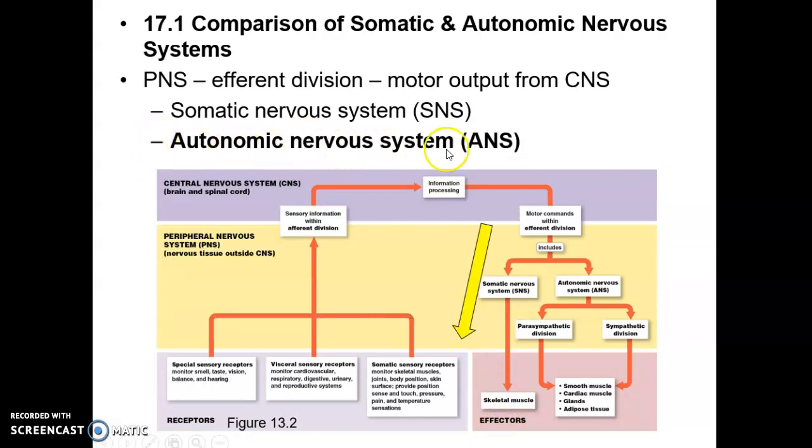With the autonomic nervous system, which is what we'll focus on for the rest of the chapter here, these are motor commands that are unconscious, involuntary, that will again affect the activity of smooth muscle, whether it's your digestive tract or within the blood vessels, cardiac muscle, right, increasing, decreasing the rate of heart contractions and strength, glandular activity in the body, and then the storage or breakdown of adipose tissue.